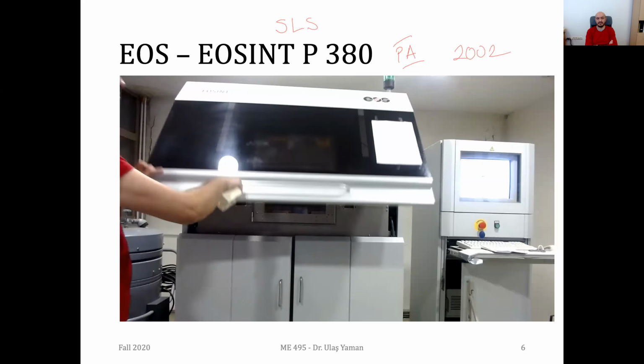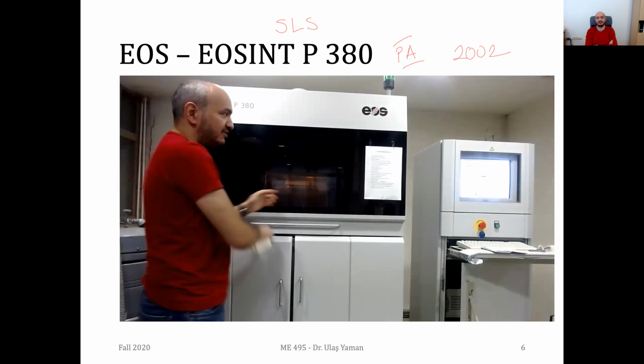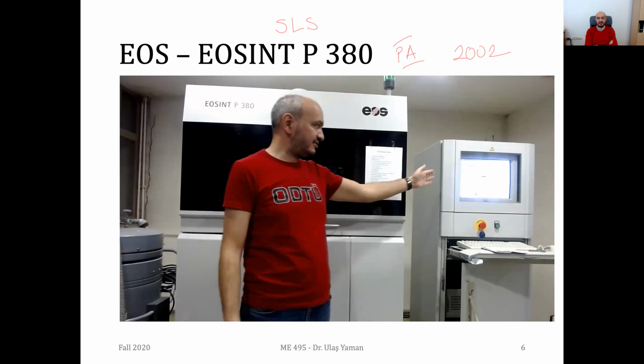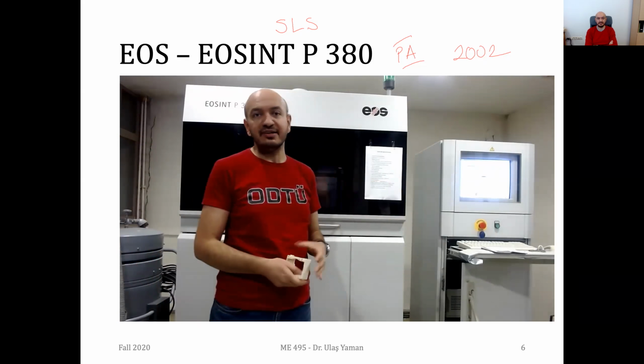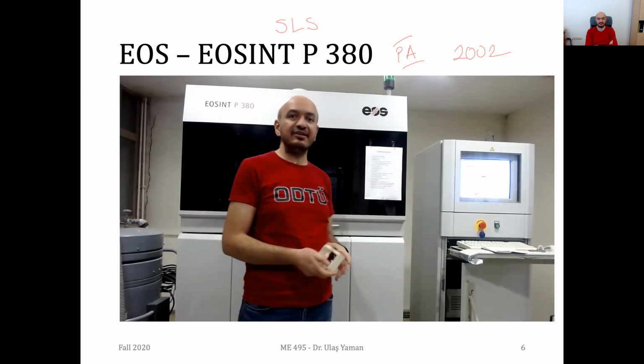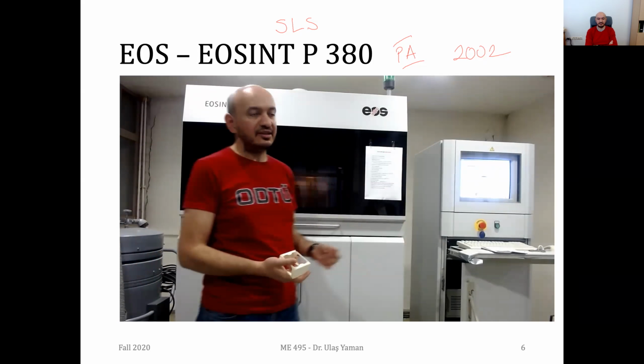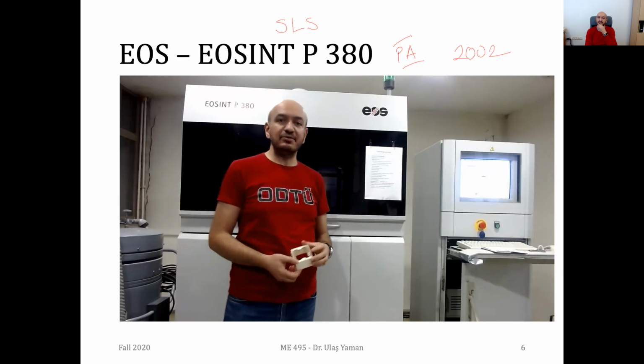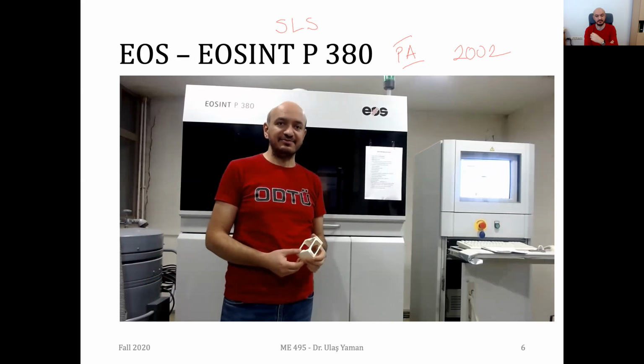And on this side, you can see the computer control unit of the printer. It has a kind of manufacturing software. You have many settings there. Before printing, obviously, you need to do many operations and then start the fabrication process.